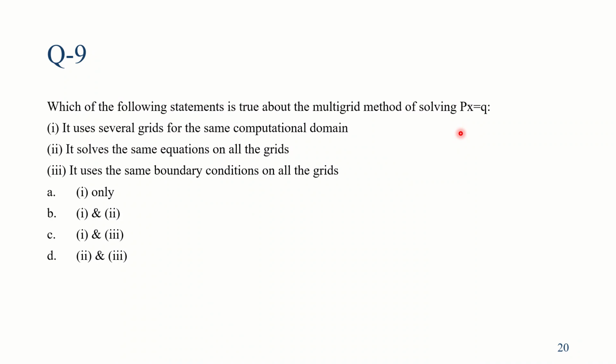So the first one, it uses several grids for the same computational domain. True. Second, it solves the same equation on all the grids. It is not true because we are dampening out the error in different grids. It would not be the same equation. Third, it uses the same boundary condition on all the grids. So again, this is true because boundary conditions, however, remain the same. So 1 and 3 is the right answer. So I am suggesting option C is the right answer. So answer is option C.